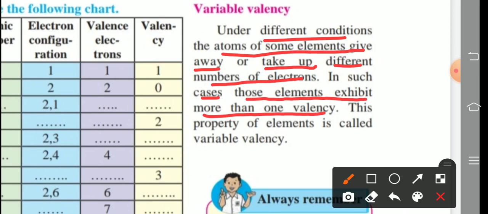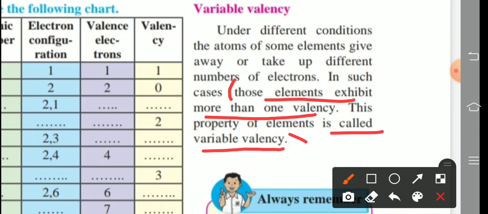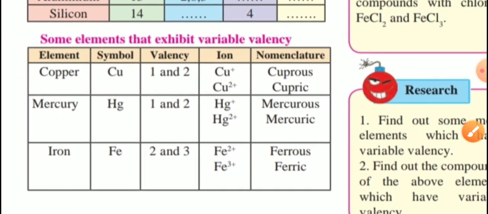This property of an element is called what? Variable valency. How to write the answer? So mark the answer properly again. See there, those elements, mark the answer from here. Definition of variable valency: those elements that exhibit more than one valency, it is called variable valency. See in this table, some examples are given for us.